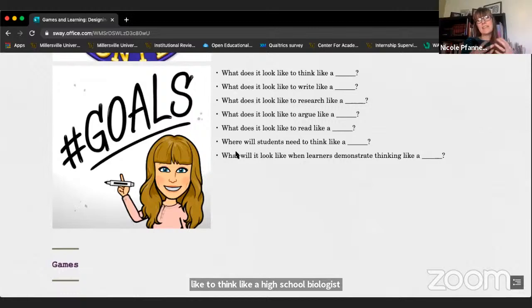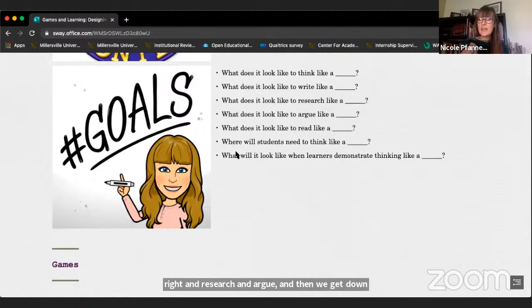What does it look like to think like a writer? And even writer is really complicated. What does it look like to think like a creative writer? Well, again, what kind of creative writing? Are we talking poetry or short story? Because those are very different genres. And so we can get really, really narrow with our focus of what does it look like to think like, and then obviously I've got write and research and argue.